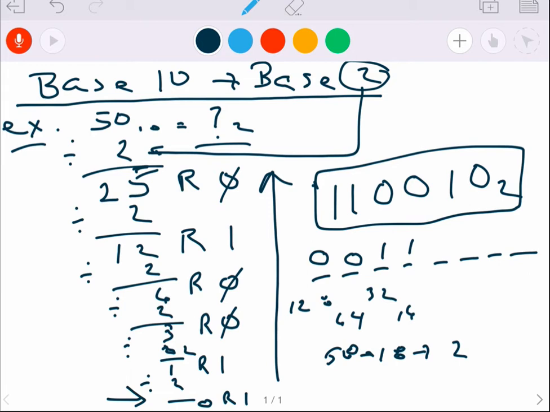How many times can I take 8 from 2? None. How many times can I take 4 from 2? None. How many times can I take 2 from 2? Once. And then that goes to 0. How many times can I take 1 from 0? I can't. So you'll see, with the exception of the leading zeros right here, that I got the exact same answer. So whichever makes the most sense to you.